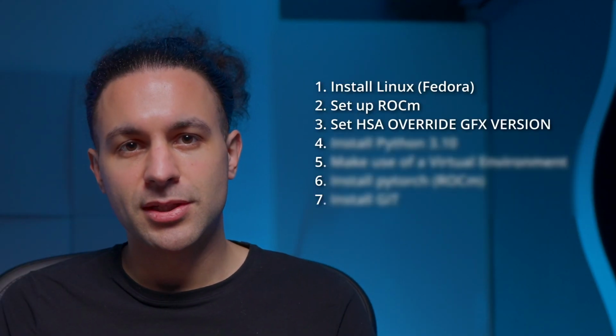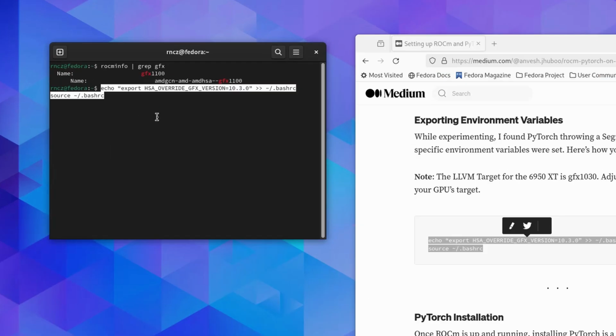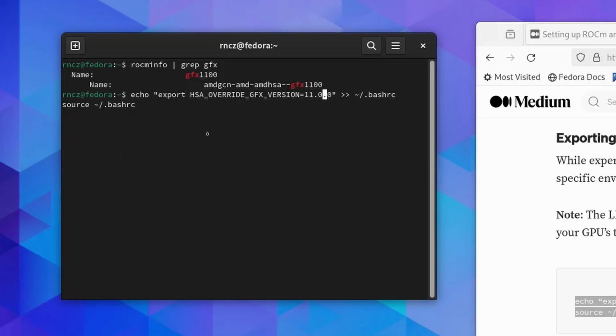Now let's execute step 3, setting the HSA override GFX version as an environment variable. Use rocminfo to check the GFX version of your GPU. Set the variable and now it's time to go to step 4.